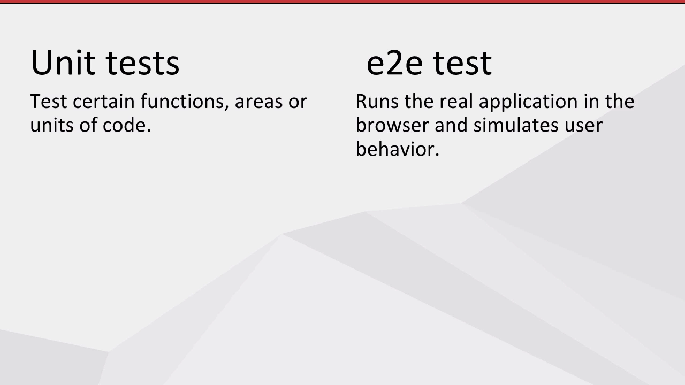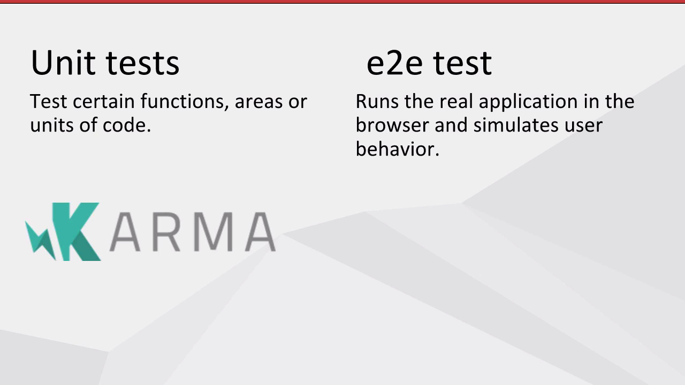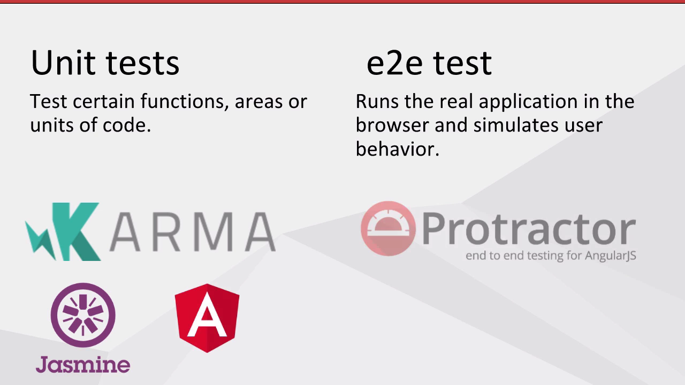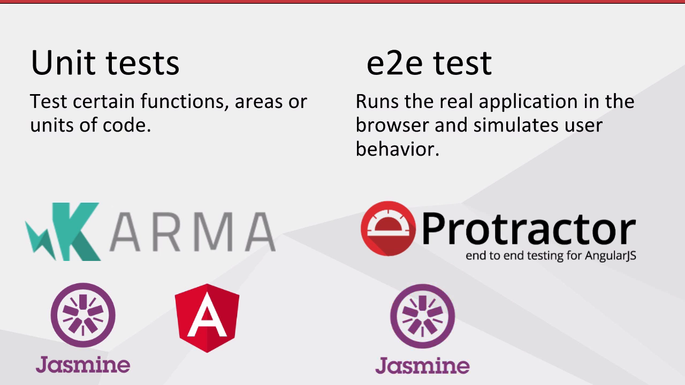So when you run unit tests, some of the tools that you'll use with Angular 2 are Karma as a test runner, and Jasmine for your assertion library, and a couple of other different things. And you'll use Angular 2 utilities for testing, of which there's a whole stack of new ones that are really great. You'll also use Protractor for your end-to-end tests, which is written by the Angular team, and you'll also use Jasmine with Protractor for writing your assertions as well.